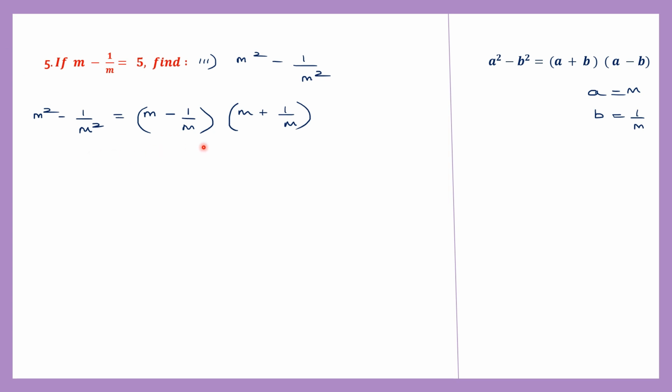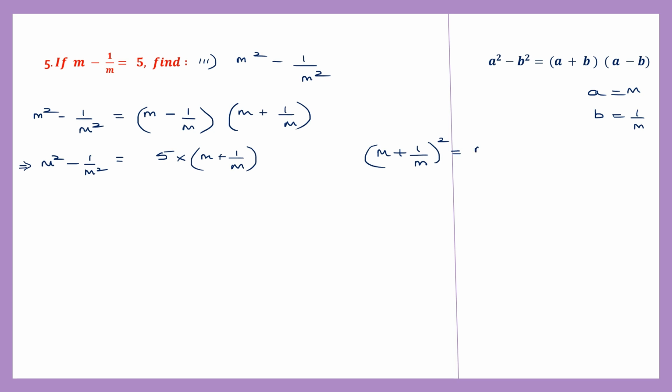Right, now if you look carefully at m - 1/m, I've already been given the value, that is 5, isn't it? So this will be m² - 1/m² is equal to 5 into, now this we don't know. We don't know the value of m + 1/m. So this we're going to find out by squaring it. That is, I'm going to say (m + 1/m) the whole square. I'm going to take the identity a² + b² + 2ab.